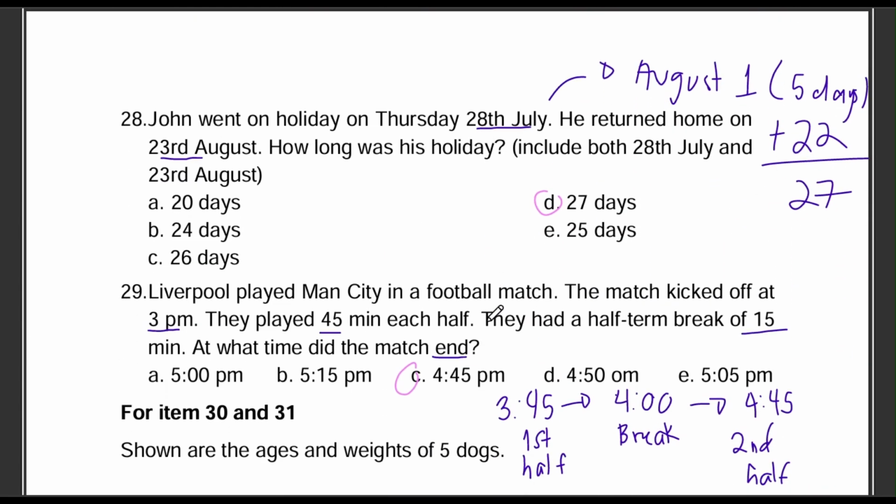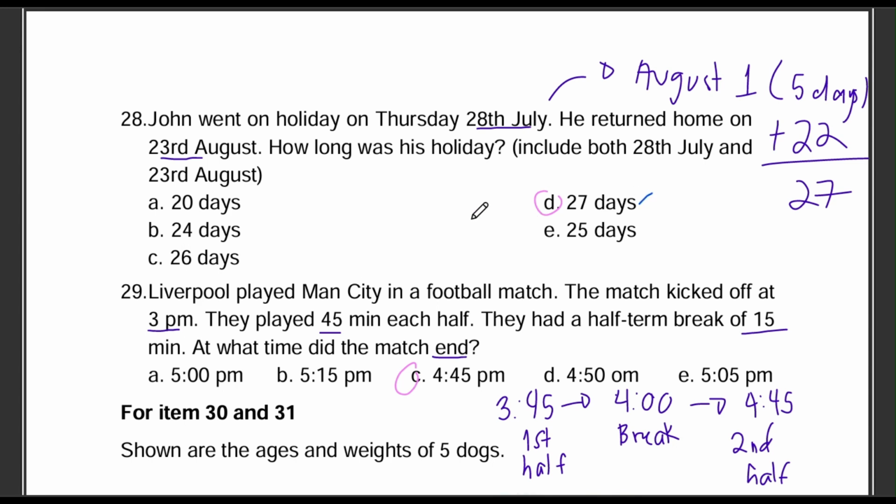Question 28. John went on holiday on Thursday, July 28th. He returned home on August 23rd. How long was his holiday? Include both July 28th and August 23rd. A, 20 days. B, 24 days. C, 26 days. D, 27 days. E, 25 days. The correct answer is D.